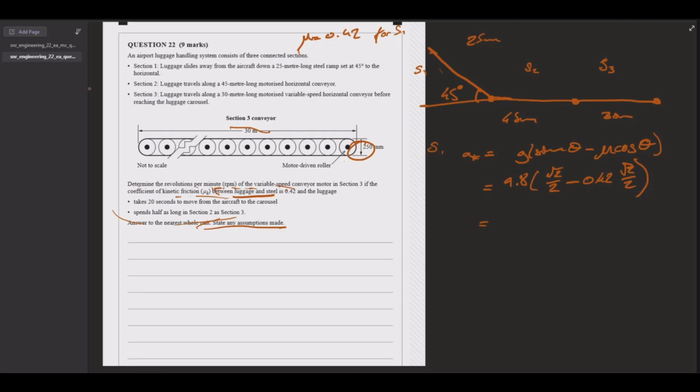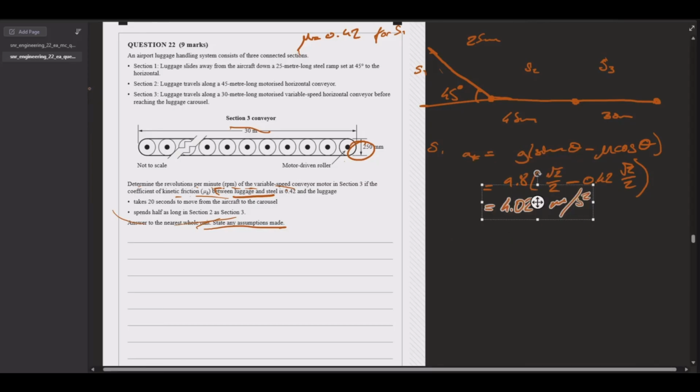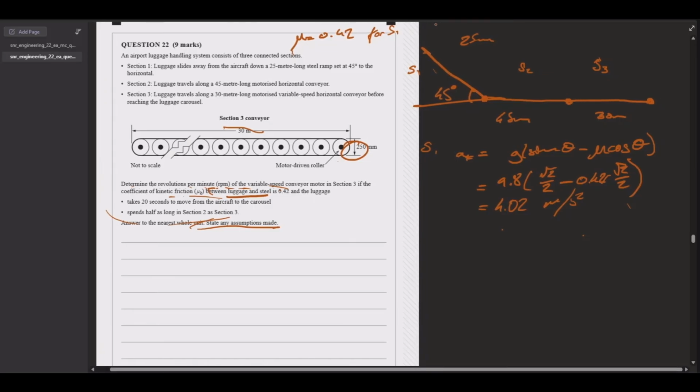That gives us 4.02 meters per second squared. So, condense that a little bit. Alright, I give up. What do we have to do next? So it's 25 meters long, so we're going to need displacement. Alright, so we're assuming initial velocity is 0.